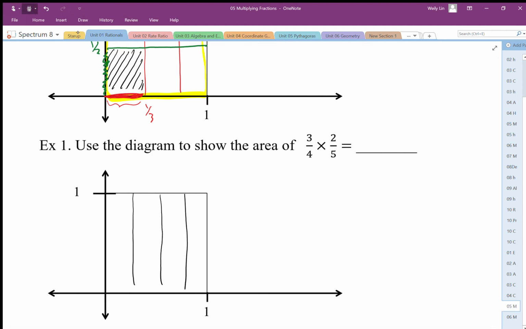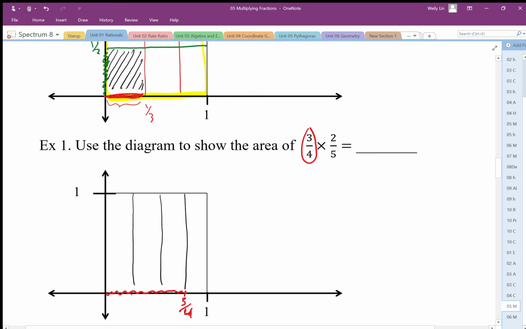I'm going to maybe do that one in green this time. Actually, I'll keep it consistent. Let's do the horizontal in red. Okay, so the 3/4 is right there. So this length here represents my length piece. And I need the width piece of 2/5.